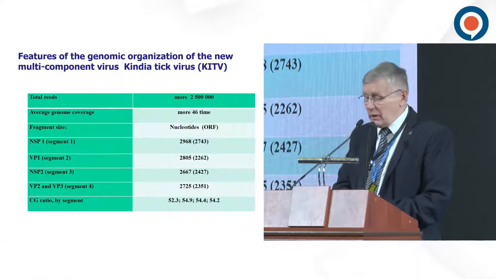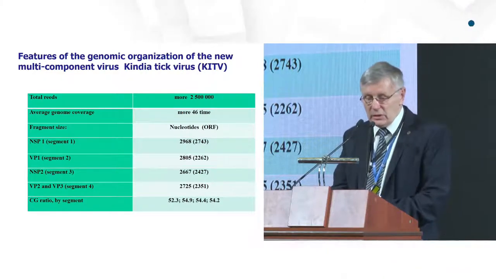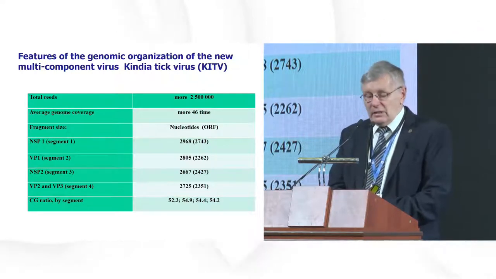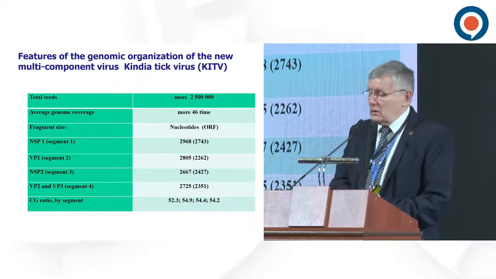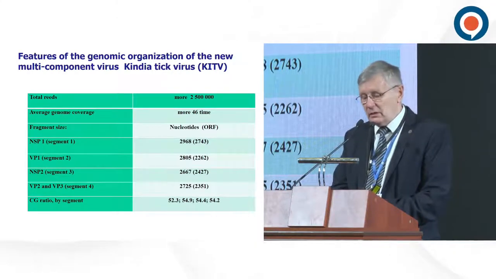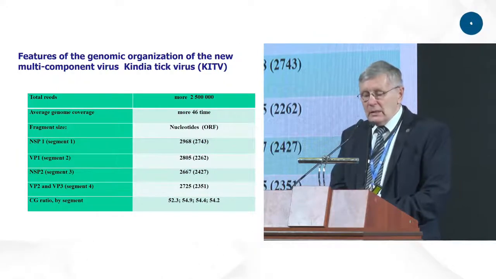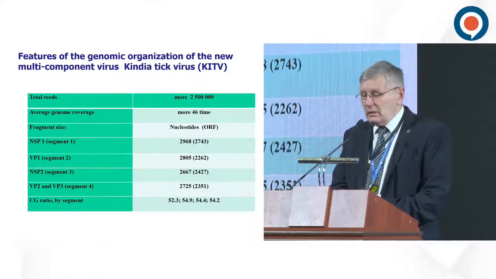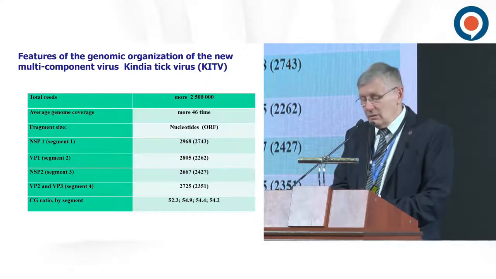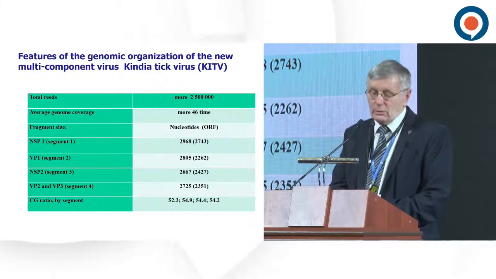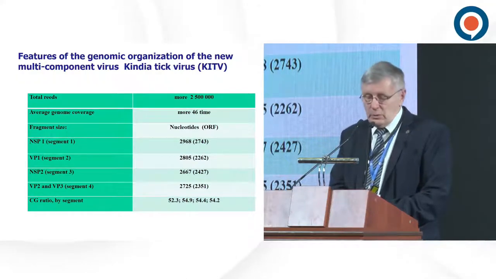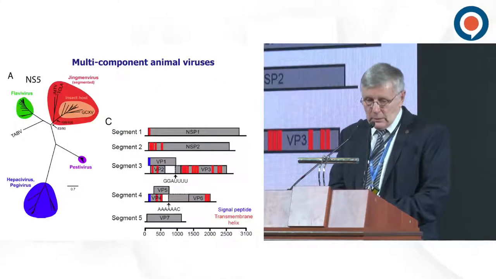So just a simple characteristic of the fragments of the segments. You see the segments are really small. You see the quantity of nucleotides, about 3,000 nucleotides. Two segments are pretty much similar to the sequences of flavivirus. Two have no analogs. But still, this multi-component virus was discovered, and if it is in ticks, if it is in domestic cows or in other mammals, this also is working with the human being as a mammal.